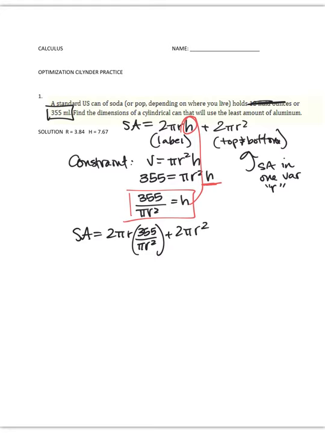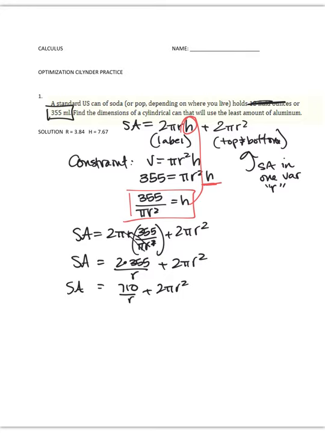So now, to simplify that out, the pi's go to 1, and one of the r's goes to 1. So we have 2 times 355 over r plus our 2 pi r squared. When we simplify that out, 2 times 355 is 710. So we have 710 over r plus 2 pi r squared. So that is our surface area with one variable, r.